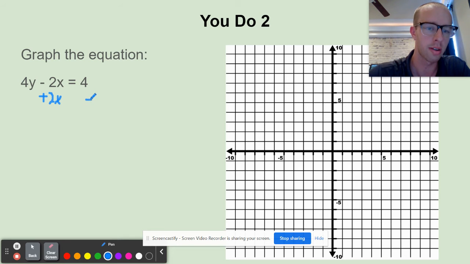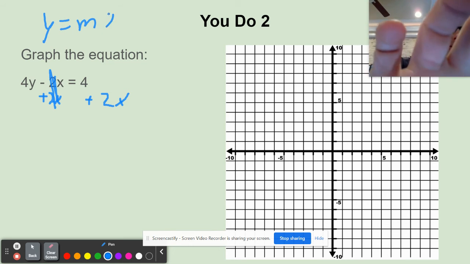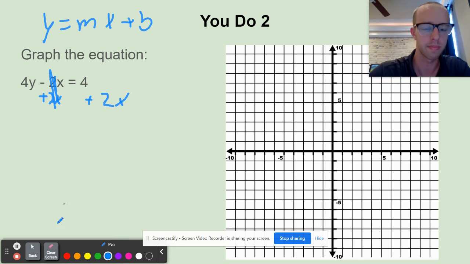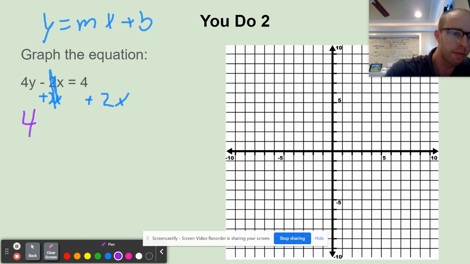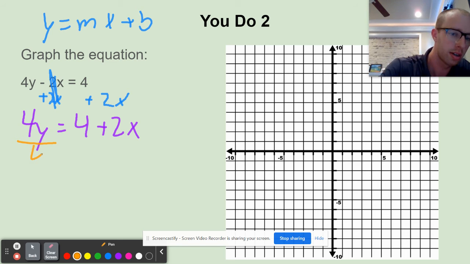So we're going to start by adding 2x to each side to get rid of a minus 2x. We're trying to get y by itself first. Remember, we're trying to get it so it looks like y equals mx plus b. So I add 2x to each side. These cancel. I'm left with 4y on this side equals 4 plus 2x. I can't combine those, they're not like terms. And so then I'm going to divide each side by 4.